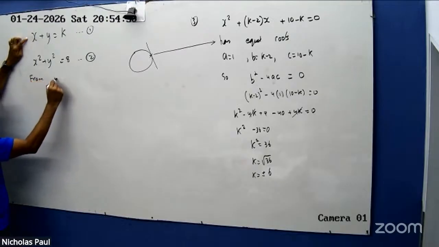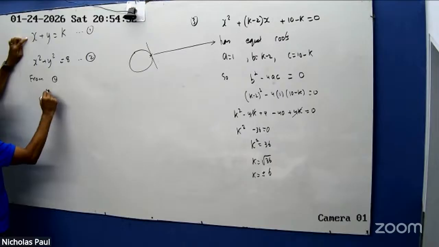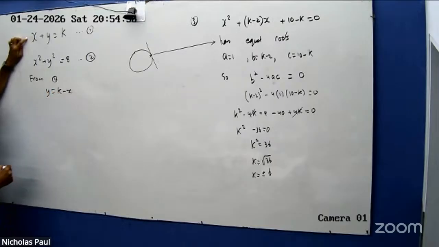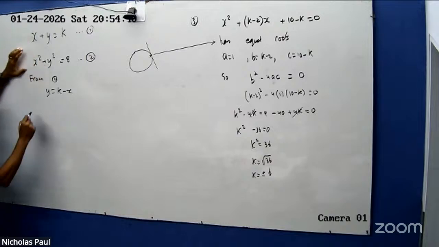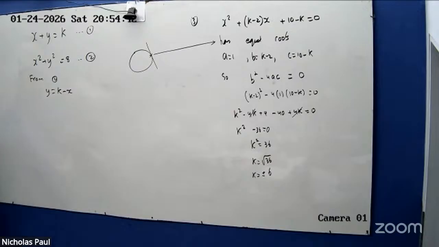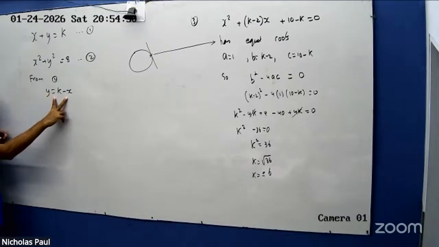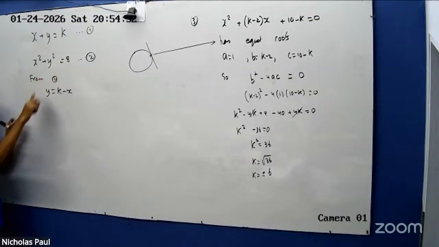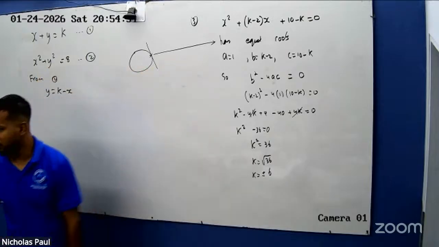From equation 1, y is equal to k minus x. So I'm going to replace this y. Actually, you finish it from here. No problem. Substitute y in here and make it look like that. I'll give you a minute.